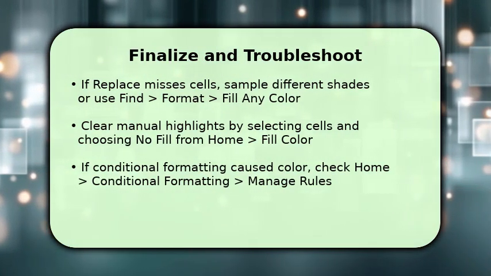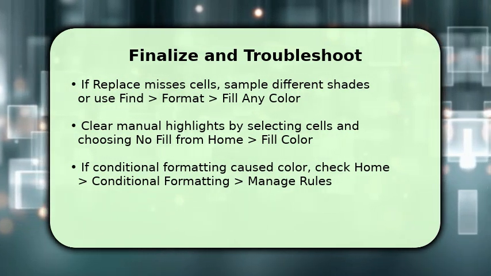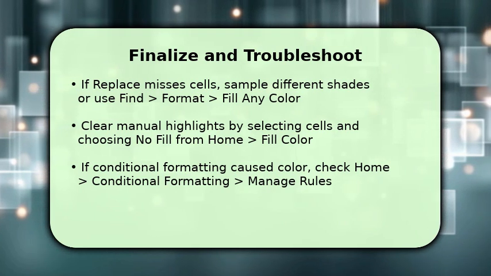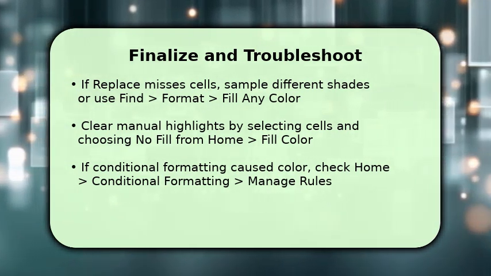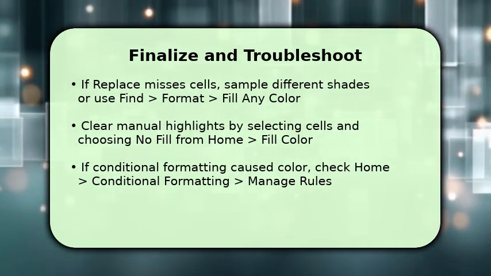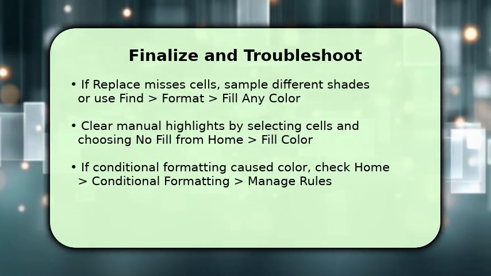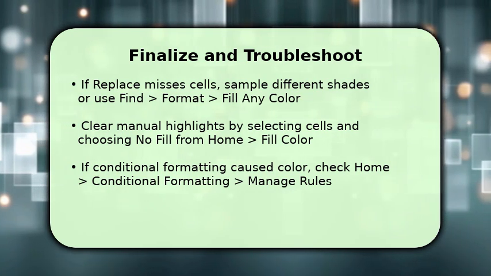If some highlights persist, they may be different shades. Sample them and repeat replace, or select those cells and choose No Fill from Home Fill Color. Make sure to check conditional formatting rules because those rules override simple fills. If conditional formatting applied the color, disable or edit the rule in Manage Rules. One key troubleshooting tip: use Format Painter on a clean cell.